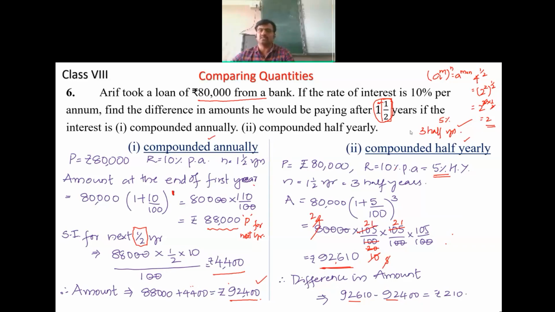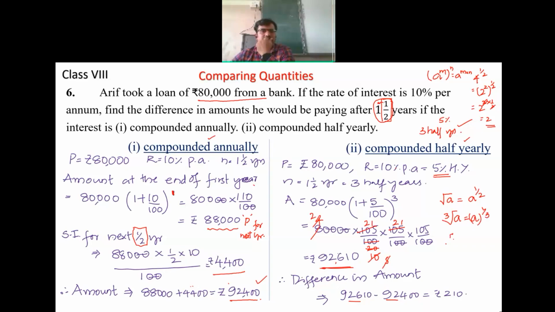4 to the power 1 by 2 is equal to root of 4. Square root of any number, say root a, is written as a raised to the power 1 by 2. Similarly, cube root of a is written as a to the power 1 by 3.